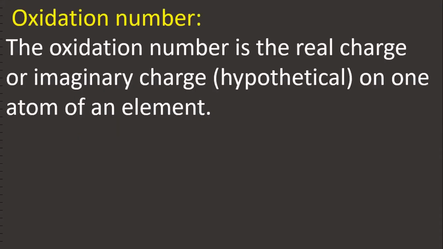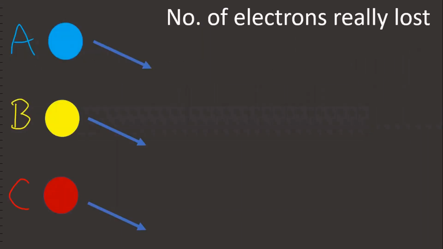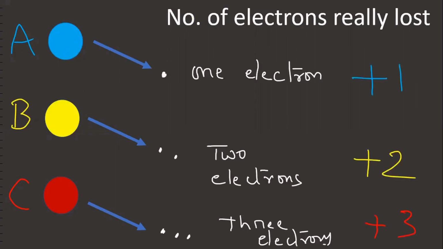Oxidation number. Oxidation number is the real charge or hypothetical charge. Hypothetical charge means imaginary charge of one atom of an element. Say 3 atoms are taken. These are losing the electrons: 1 electron, 2 electrons, 3 electrons. So these oxidation numbers are taken as +1, +2, +3.